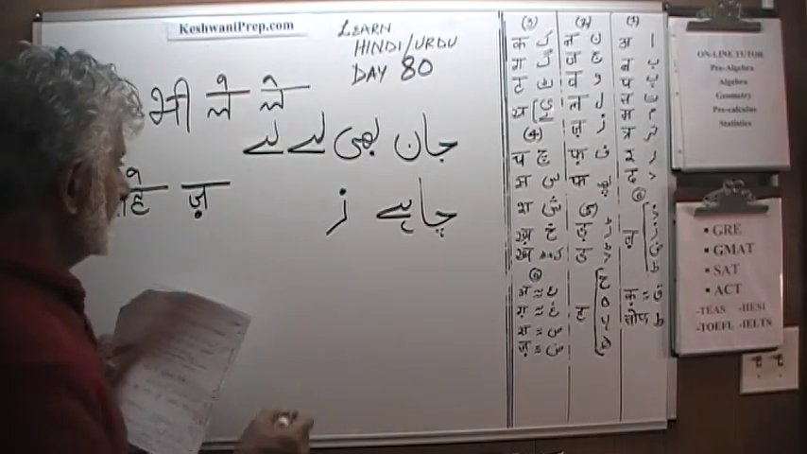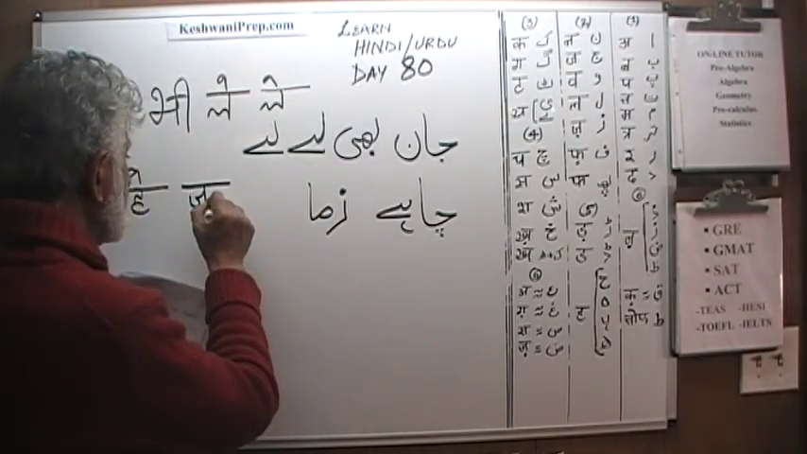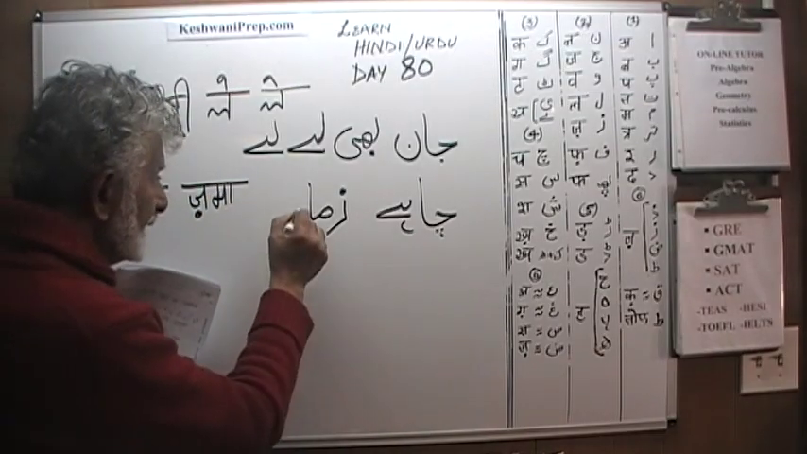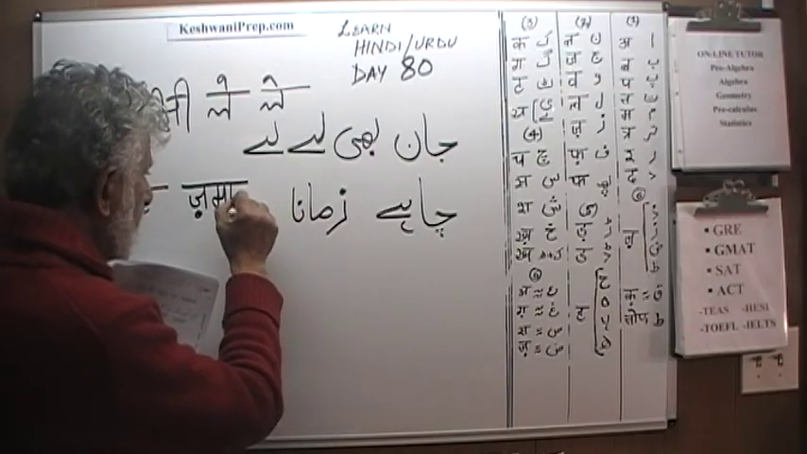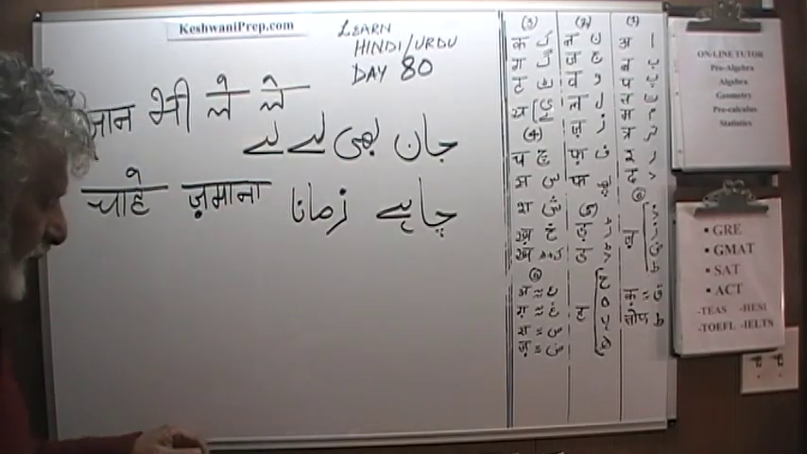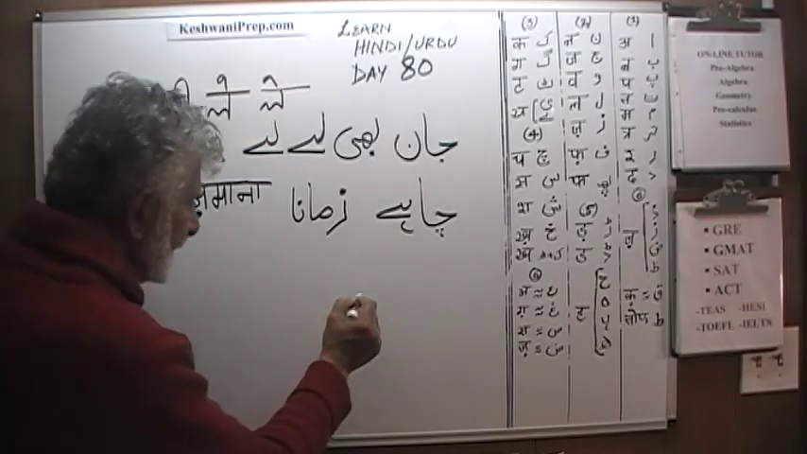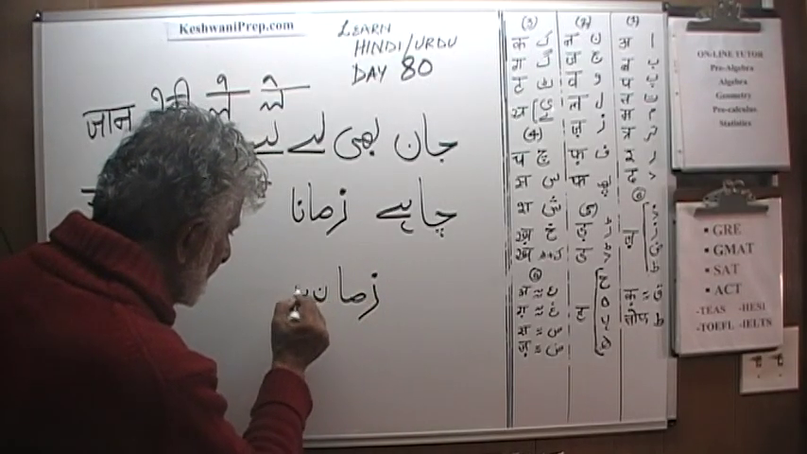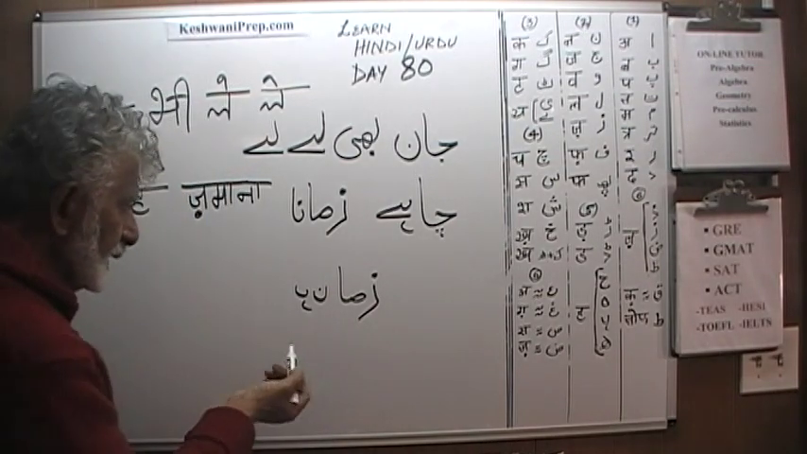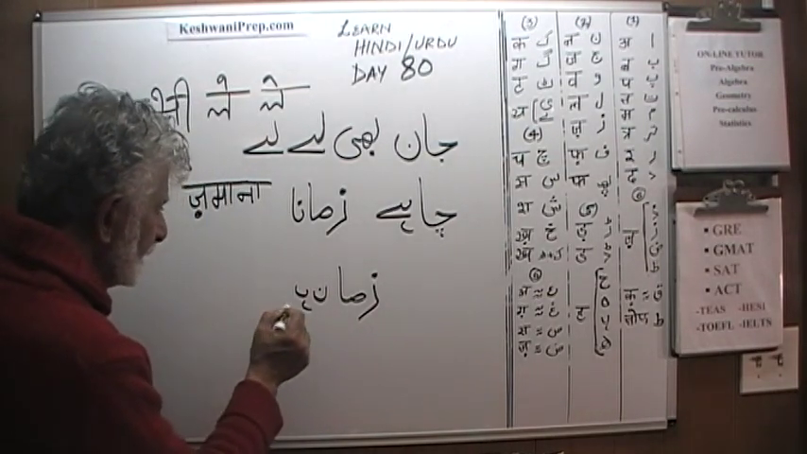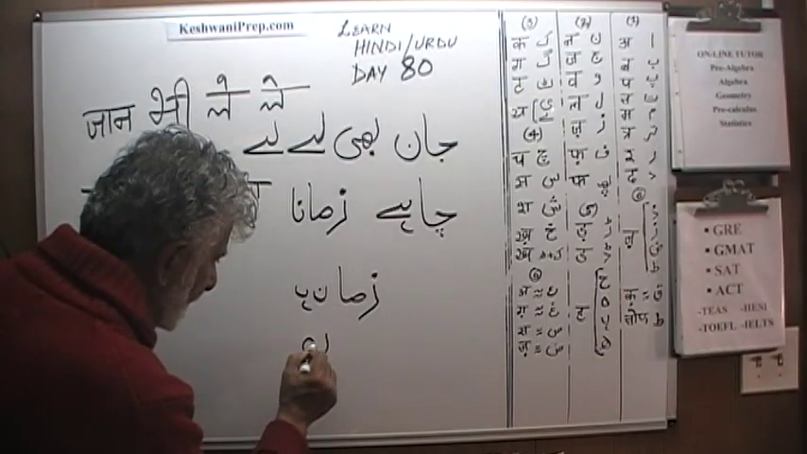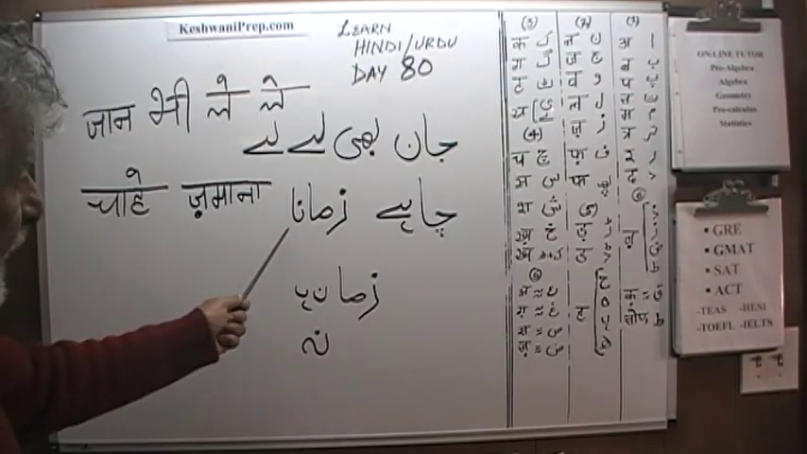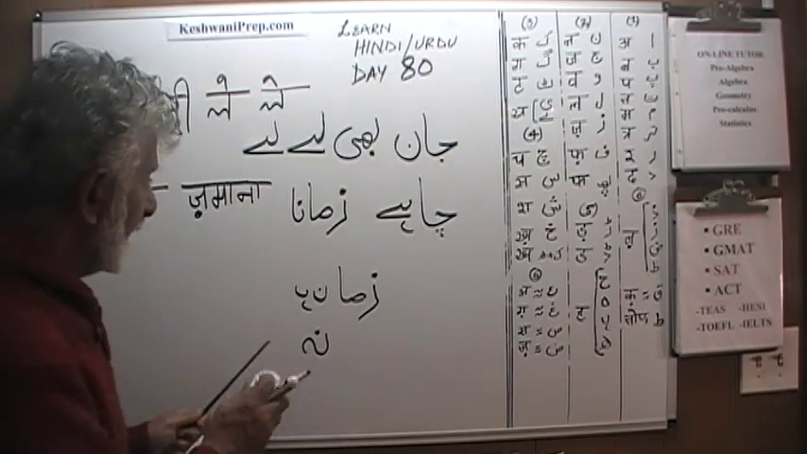Z, and then ma. Z, ma. And again, we're going to see the same thing as before. What we need is zamana. But zamana is not going to be spelled like that. Zamana is going to be spelled like that. Z, ma, and then you put a no and a h. And that's going to produce zamana. When you put them together, it's going to look like this. Like that, zamana. That's what we need. That's what the correct spelling calls for here. We don't write zamana like that. Zamana is written like that.